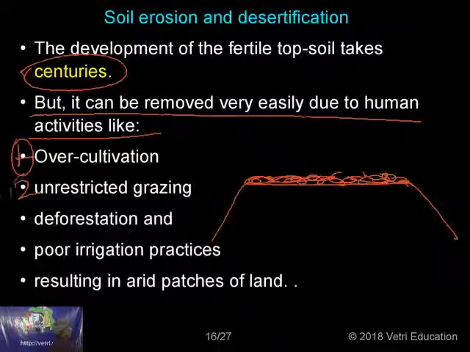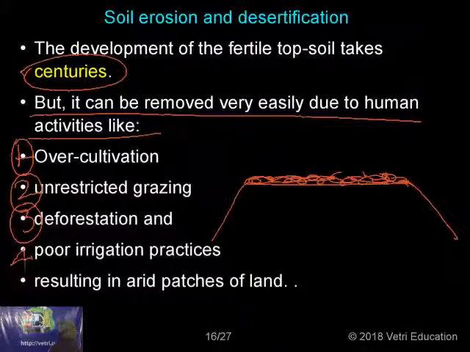Unrestricted grazing, deforestation, poor irrigation practices. These are all some of the problems for which we are losing the soil. The soil, which is a gift of nature, which nature has given to us to support human life, animal life, and plant life, that golden soil, we are damaging because of these four contributory factors.